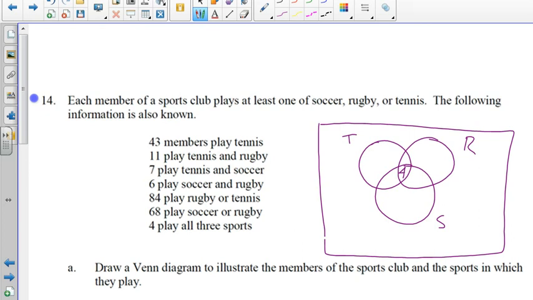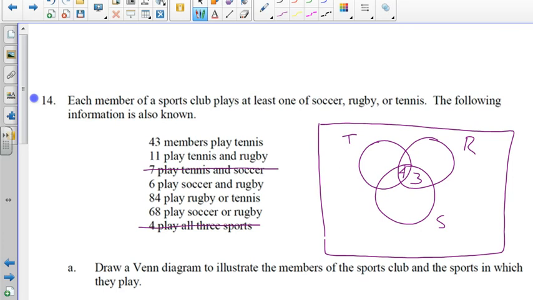So you find the sport and this sport and you subtract 4 from that and put it in the overlap. Correct. So the 7 play tennis and soccer, you subtract 4 and put 3 between tennis and soccer. 7 play tennis and soccer, 4 of whom we already have, so 3. What's next? Play rugby and tennis. Okay, did that.